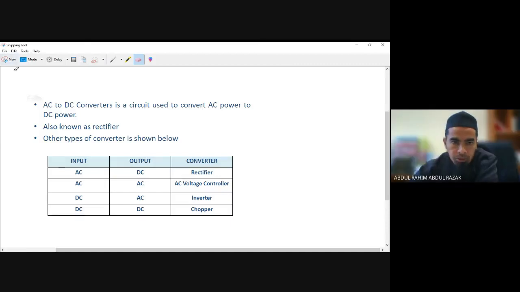Okay, as I mentioned before, an AC to DC converter is a circuit used to convert from AC to DC, which is also known as a rectifier. We have other kinds of modules as well. If we convert AC to DC, it's called a rectifier. If AC to AC, the name is AC voltage controller, or we used to call it a cycloconverter.